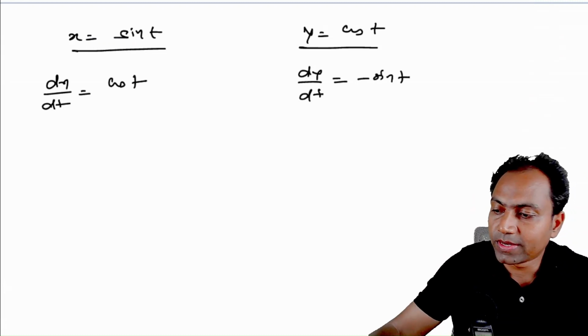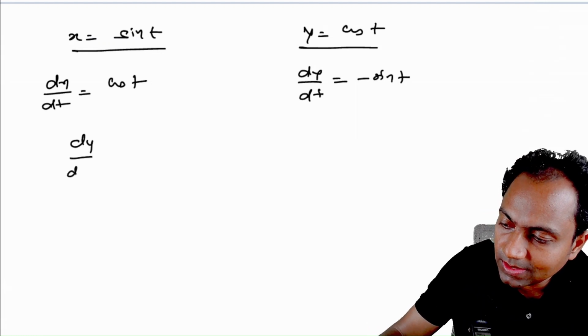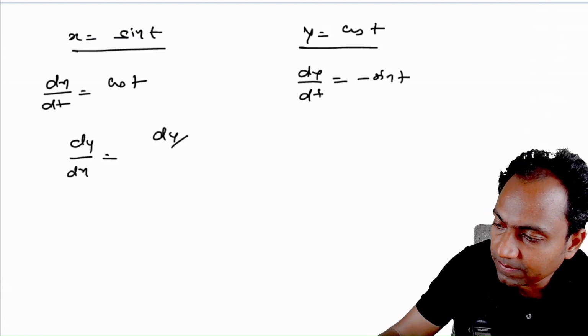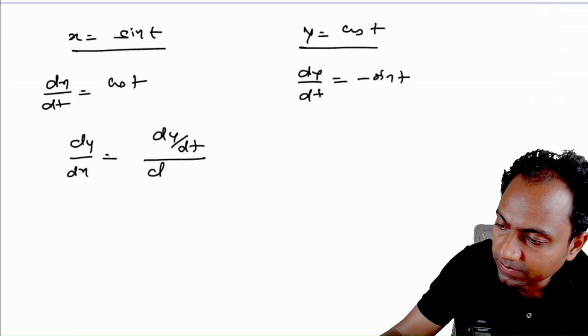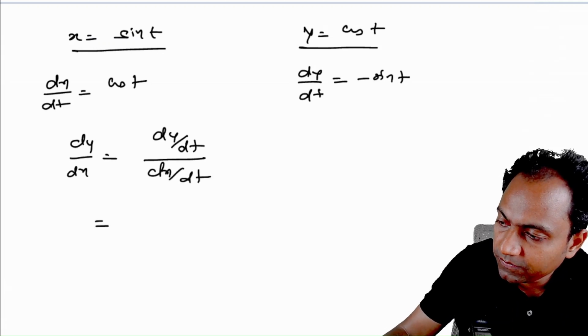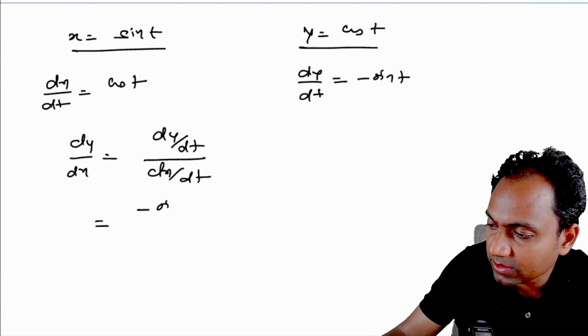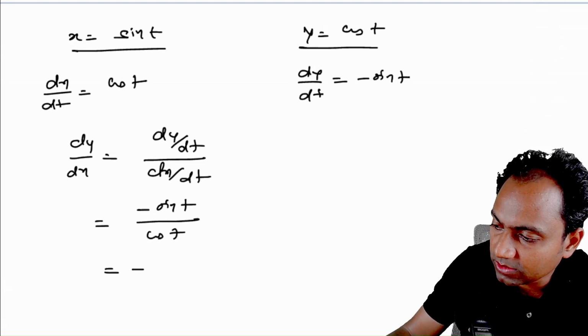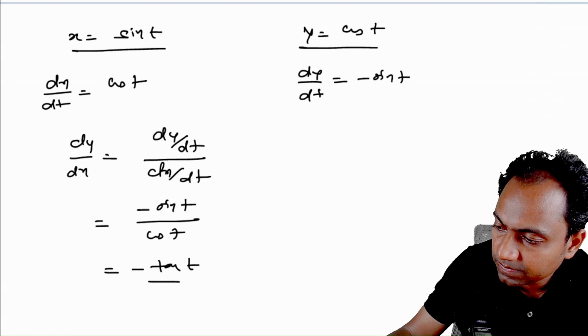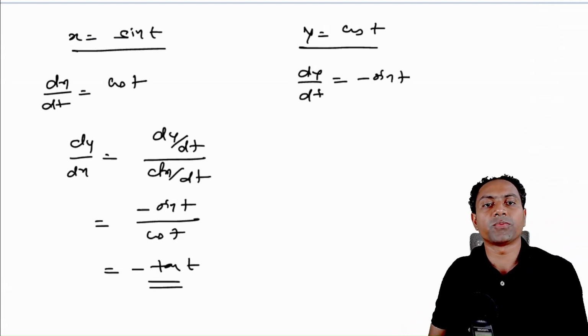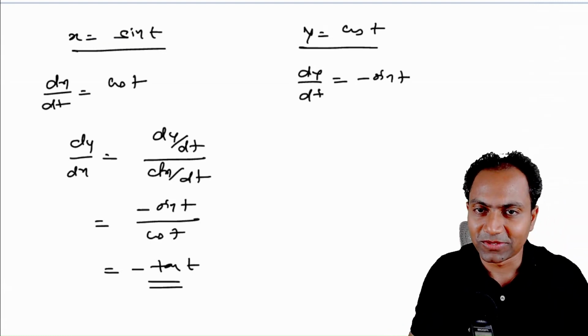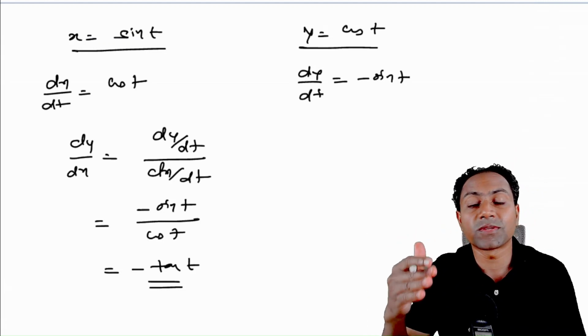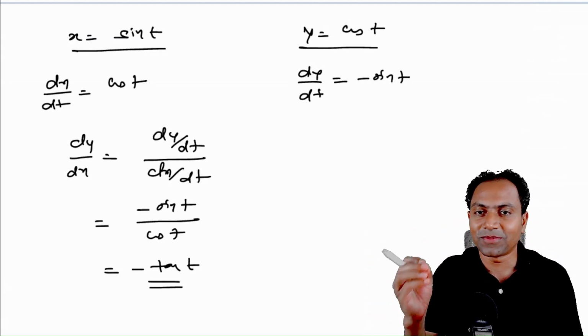This is nothing but minus sin t. And if I want to find the value of dy by dx, the answer is very simple. We will take this dy by dt and divide it by dx by dt. The first part becomes minus sin t, and the second part becomes cos t. So the answer becomes minus tan t. So this is what we call parametric differentiation. Both the values are given in terms of some other variable that we call the parameter.